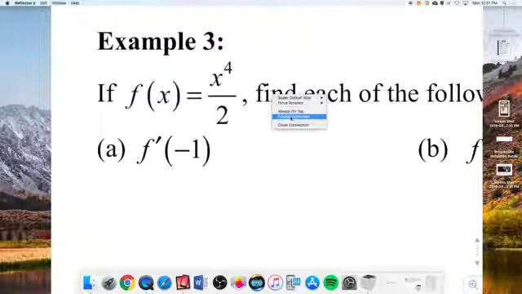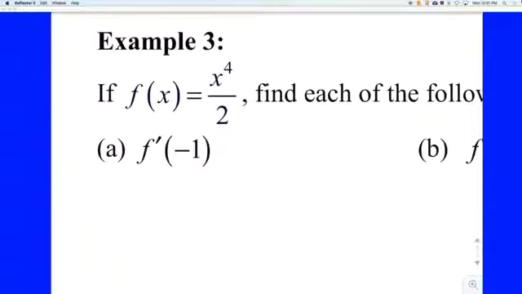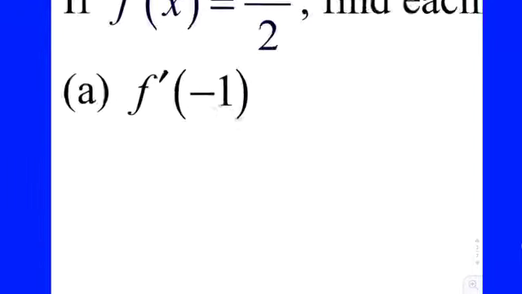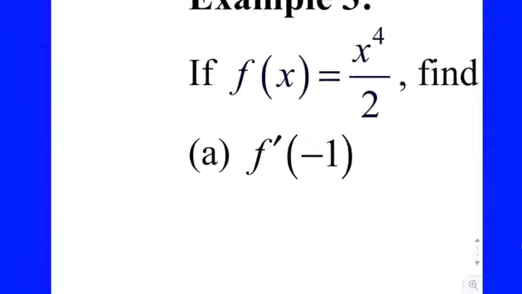Even if you know how to do it. All right, so here's a nice little application then of derivatives. It says f of x is equal to x to the fourth divided by 2. Find each of the following. So we need to find f prime of negative 1.